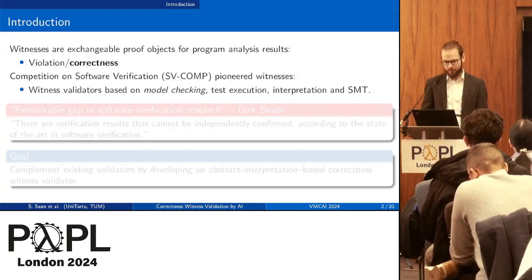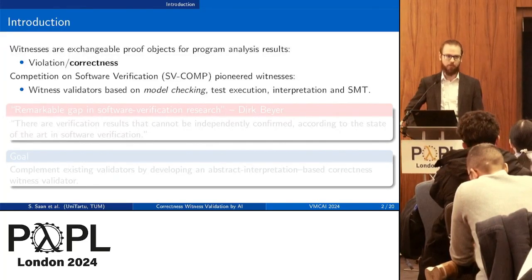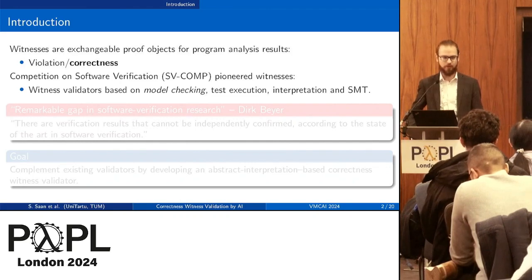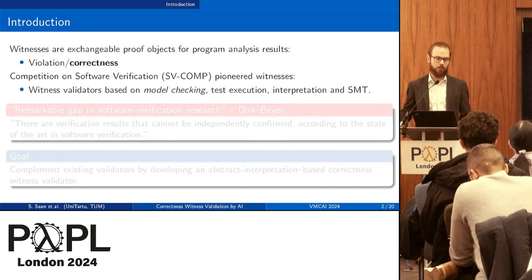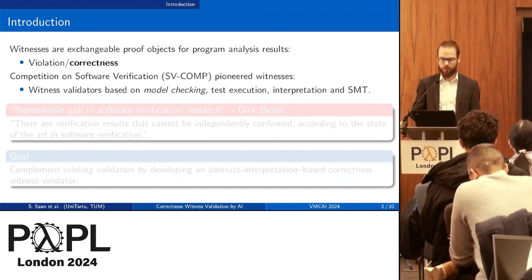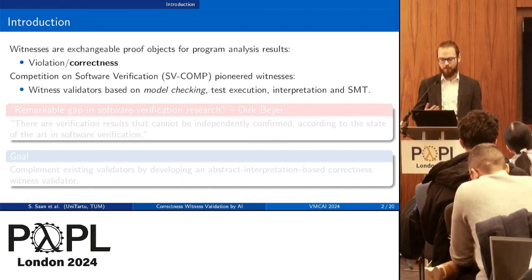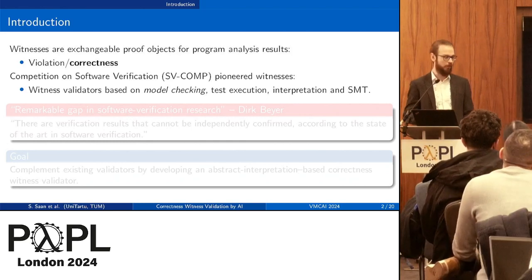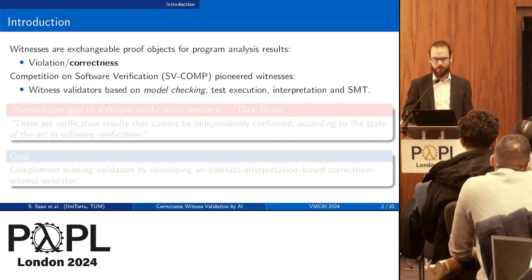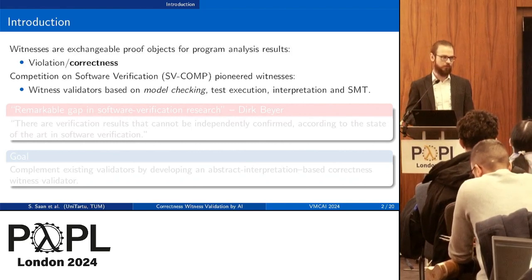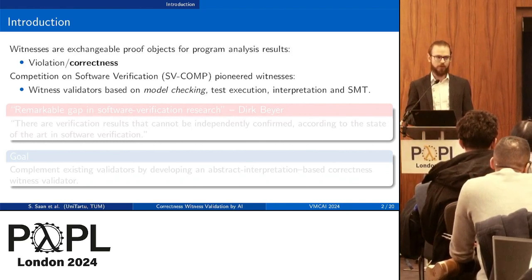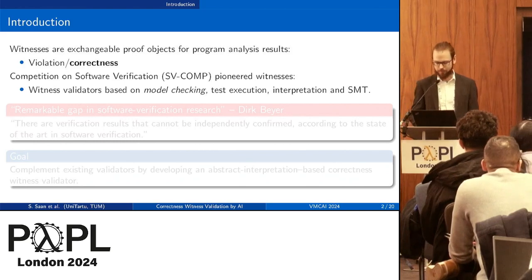So in the context of our work, witnesses are exchangeable proof artifacts for program analysis results. And as we saw, these can be for violations, like counterexamples, or for correctness. Our work focuses on correctness witnesses only. One place they are used is SV-COMP, the competition on software verification. And there are witness validators which are based on model checking, test execution, etc. But so far, the ones for correctness witnesses were all based on model checking.